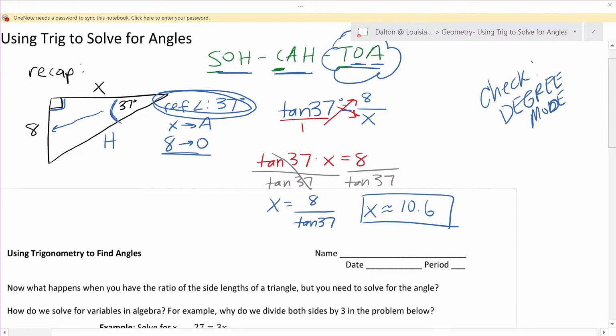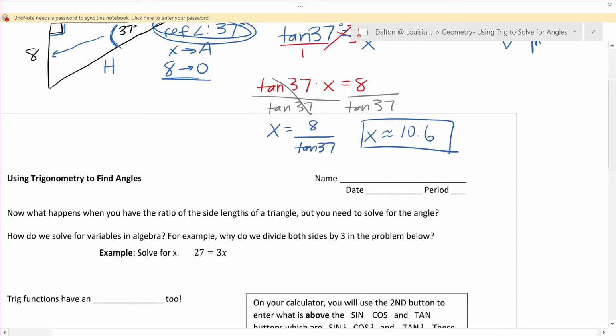How do we proceed? Well, before we do that, I have a question. It is, how do we solve for variables in algebra? For example, why do we divide both sides by 3 in the problem below? So I've got 27 equals 3x. Now, the majority of you, without hesitation, are just going to shout, okay, well, let's go ahead and divide both sides by 3. And that is true, right? You divide 27 divided by 3, and ta-da, you get x is equal to 9. But my question is, why? Why do you divide both sides by 3?